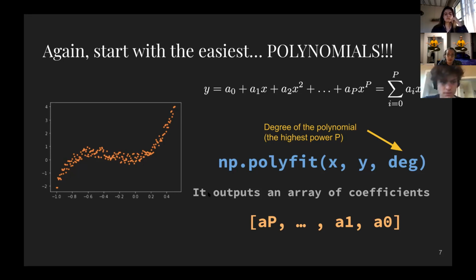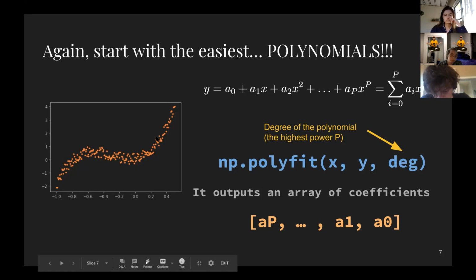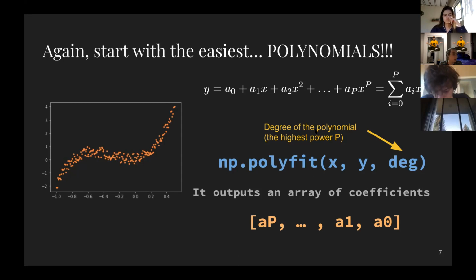So there's a function from the NumPy library that's super useful for this. It's called np.polyfit, and it's pretty self-explanatory. It takes in some x and some y data, and then the degree of the polynomial. So 0 means a constant, 1 means a line, 2 means a quadratic, and so on. And then it outputs an array of all the coefficients. So it'll give you A0, A1, A2, and so on all the way to AP. And that gives you a continuous polynomial.